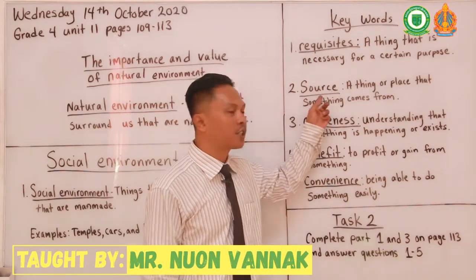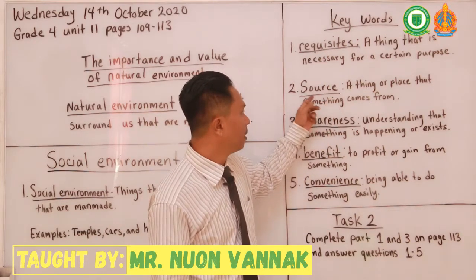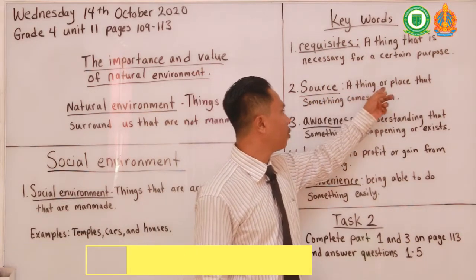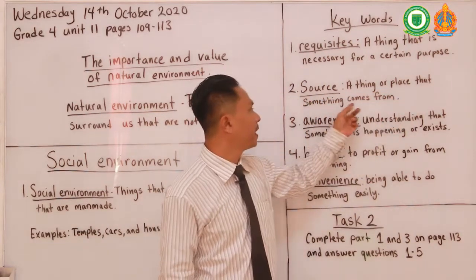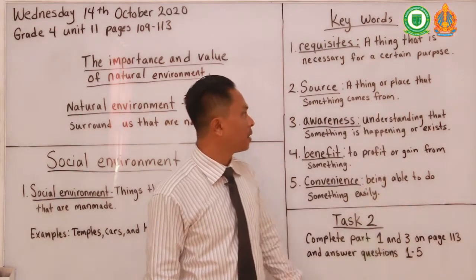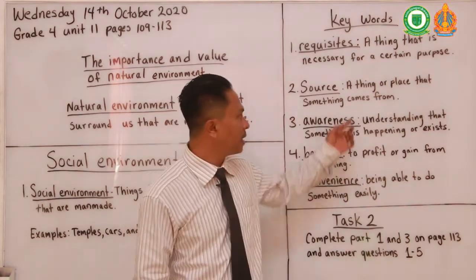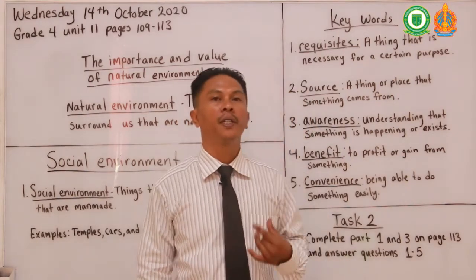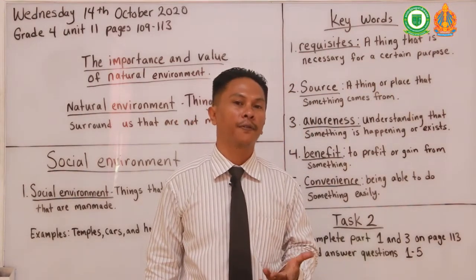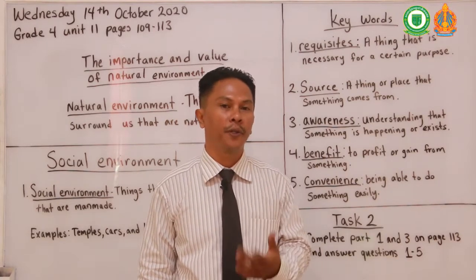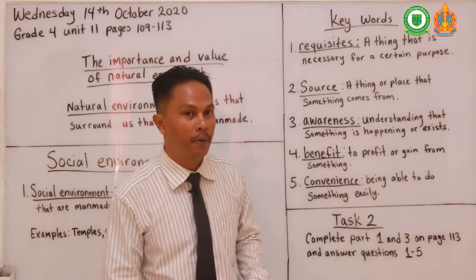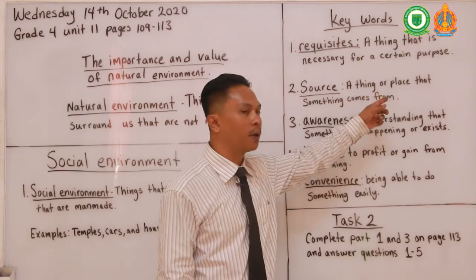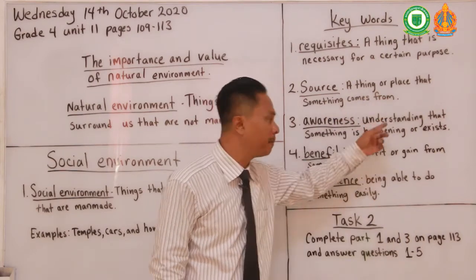And number 2, source. Source is a thing or place that something comes from. So, like it says, something comes from, for example, paper. The source of paper is trees. So trees are the source to make paper. So it's something or a place that something comes from.